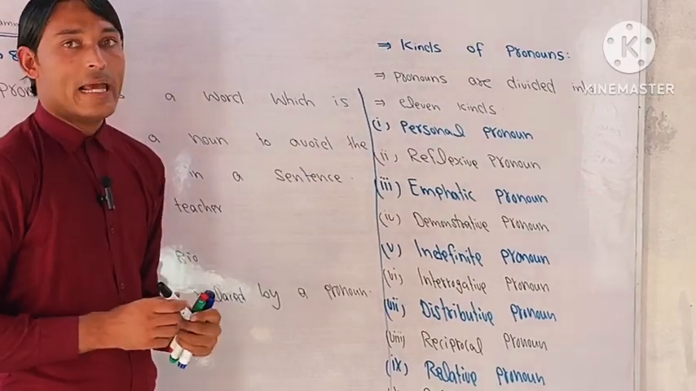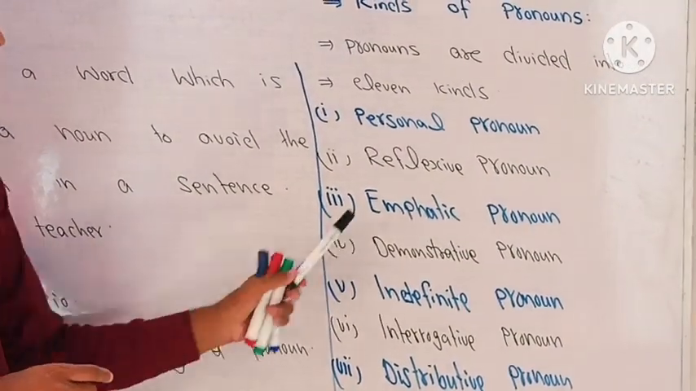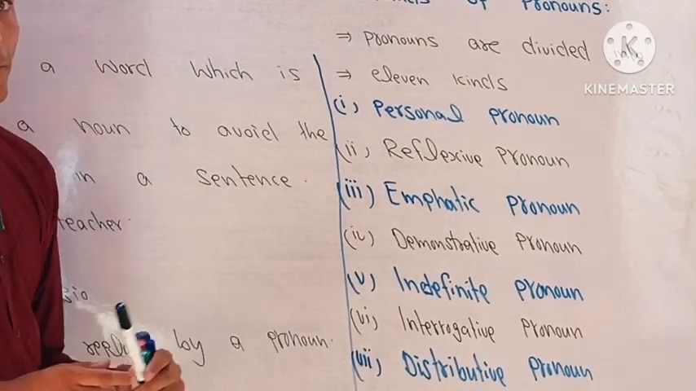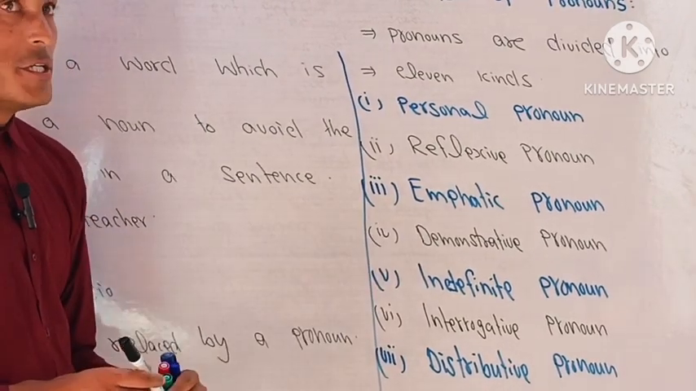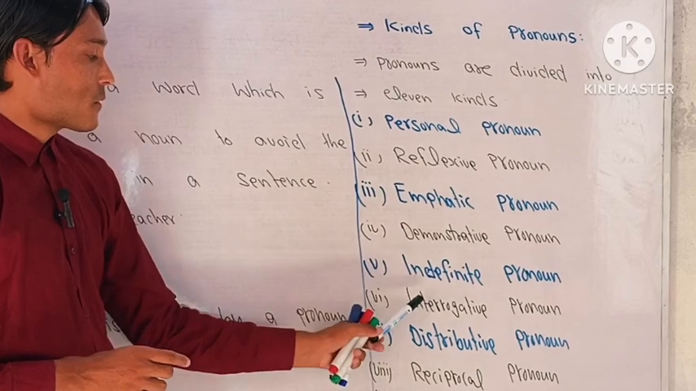Let's talk about kinds of pronoun. Pronouns are divided into 11 kinds. The first one is called personal pronoun. Second is reflexive pronoun. Third is emphatic pronoun. Fourth one, demonstrative pronoun. Fifth one, indefinite pronoun.